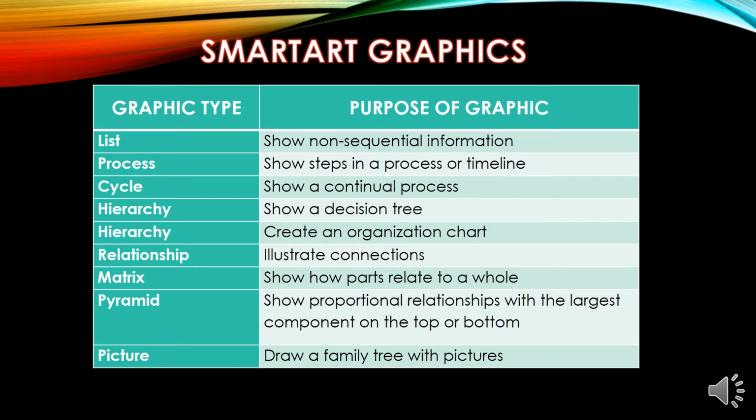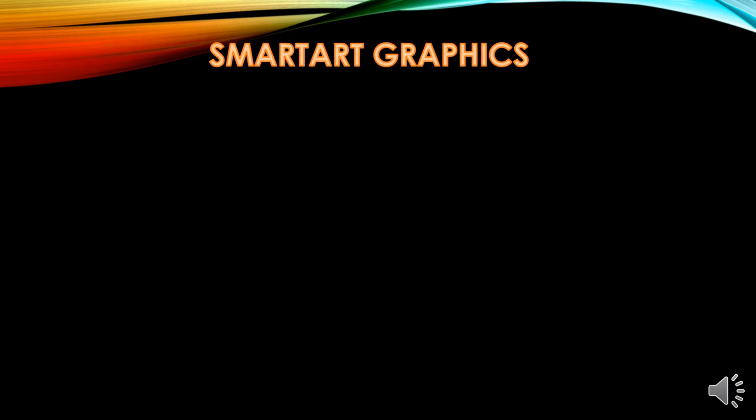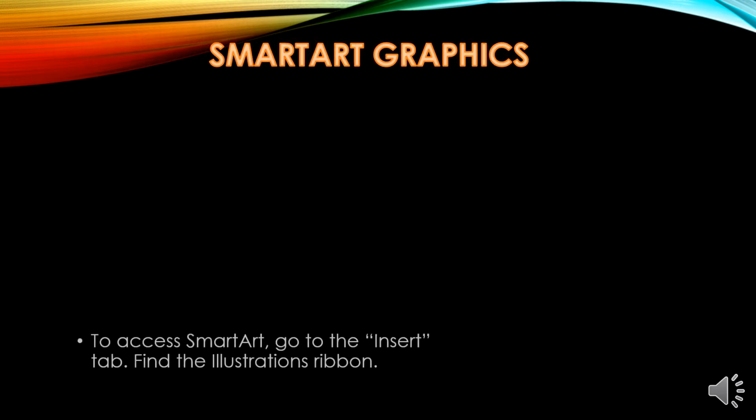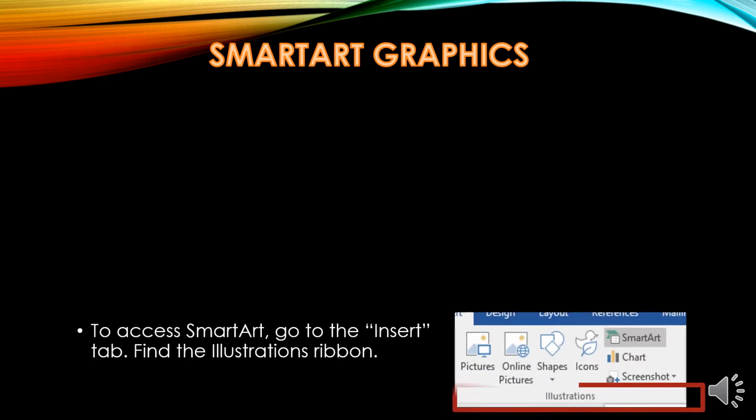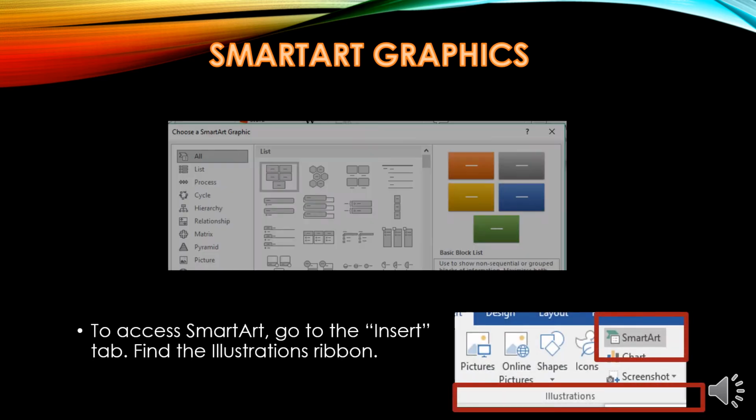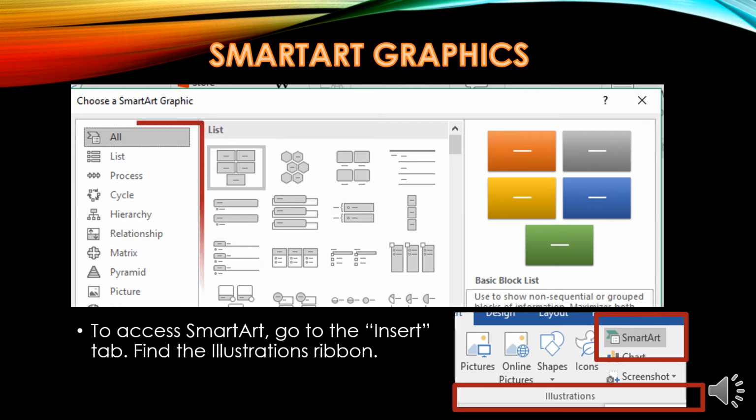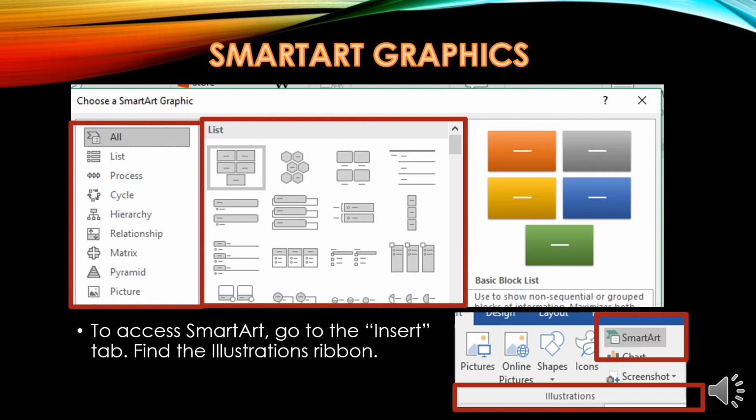There are a variety of different types of SmartArt. You have list, process, style, cycle, a couple sets of hierarchy, relationships, matrix, pyramids, and pictures. To access SmartArt, go to the Insert tab. Find the Illustration ribbon. You will see a listing of all the different types of SmartArt. You will select the one that you want to use, such as Process, and then you will go in there and have different types of options for the SmartArt of your choosing.